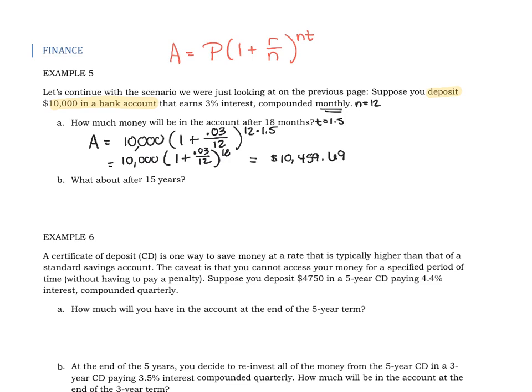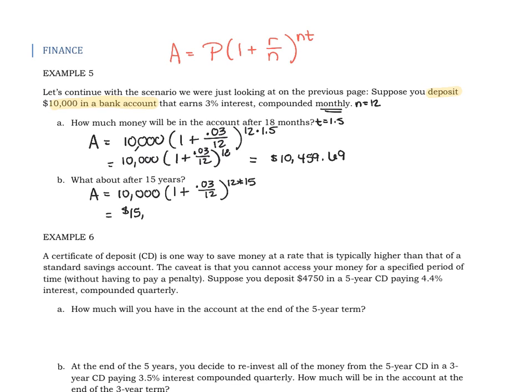For question B, we're going to do the same thing, but now it's after 15 years. So our time is going to be 15. Everything else remains the same. So 12 times 15, and again, I would go ahead and multiply that out. You should get 180. I would go ahead and type that exponent in as a 180.